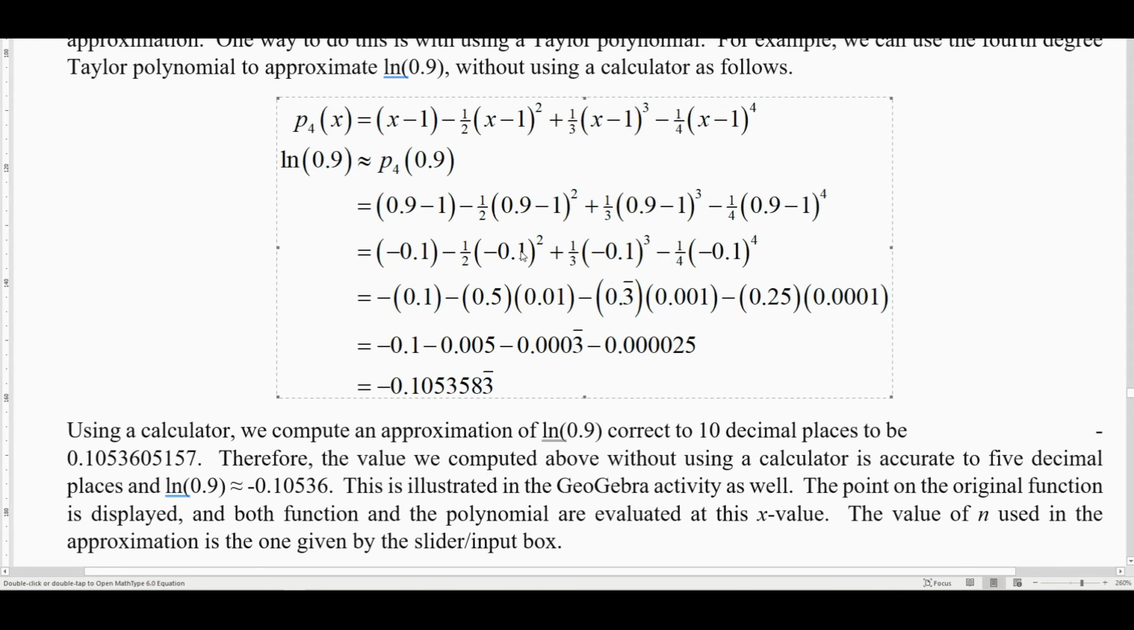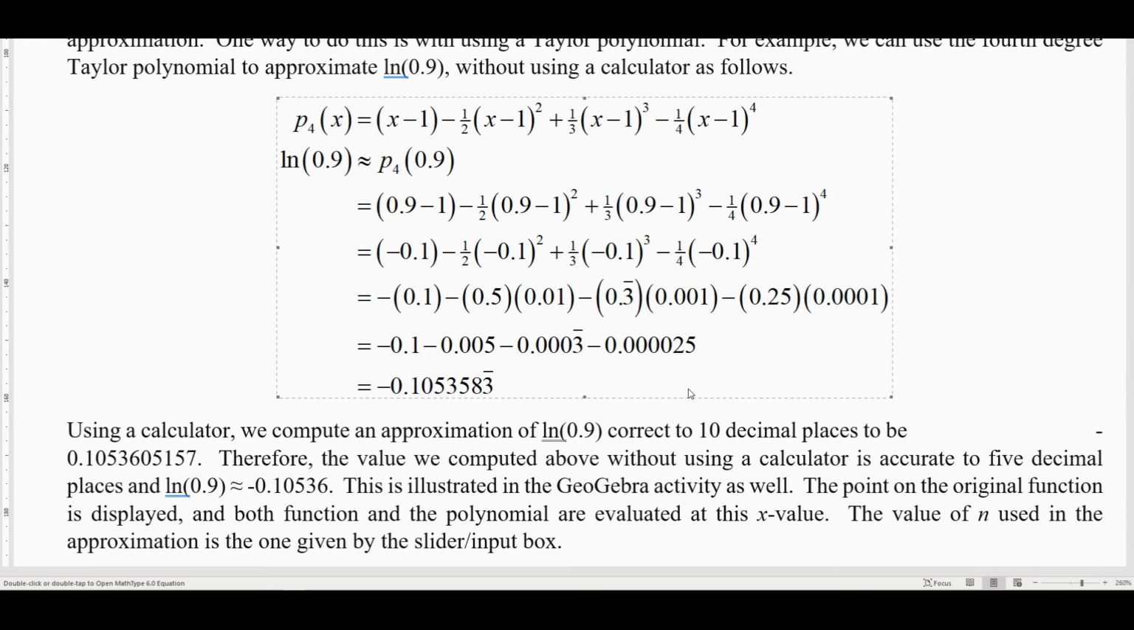So that's 0.1. 0.1 squared is 0.01 times 0.5, which is negative 0.005. This is negative here. 0.001 times 1/3 is 0.003 with the 3 repeating, negative. The last one is also negative. That's 4 negatives, and one more negative makes 5 negatives. 1/4 is 0.25, multiplied by 0.0001, losing the decimal 4 places to the left to get this. Add those up, you get negative 0.105353 with the 3 repeating.